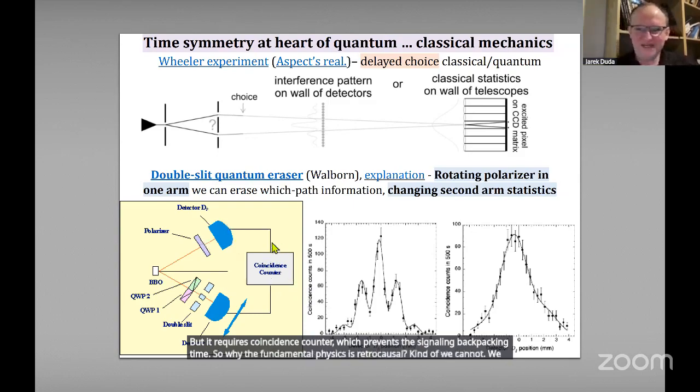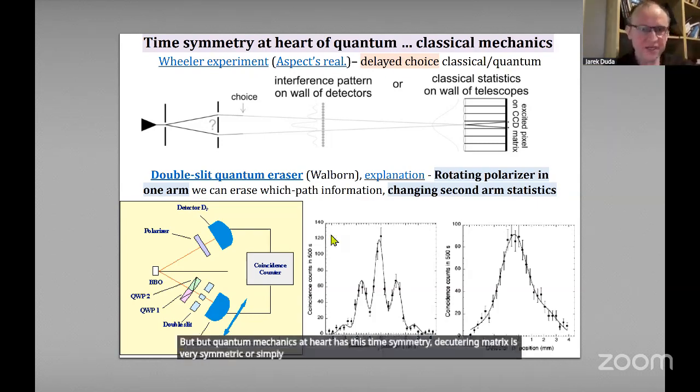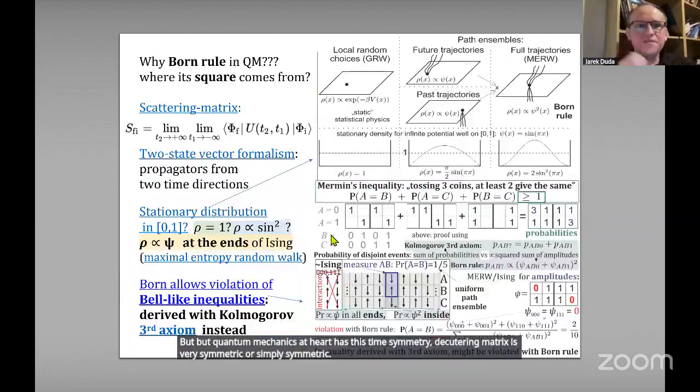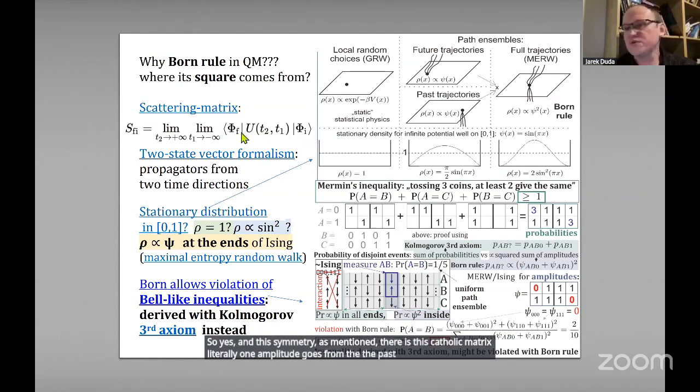But quantum mechanics at heart has this time symmetry, unitarity in the scattering matrix. Yes, it's very symmetric, CPT symmetry. As mentioned, there is this scattering matrix. Literally, one amplitude goes from the past, one amplitude goes from the future. Now they meet, getting the Born rule, which allows us to violate Bell inequalities.